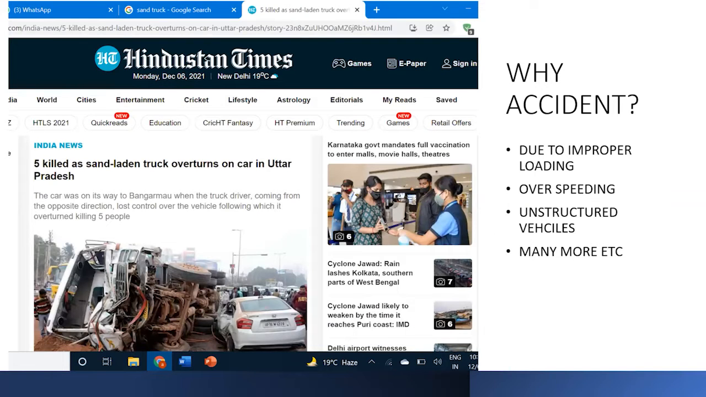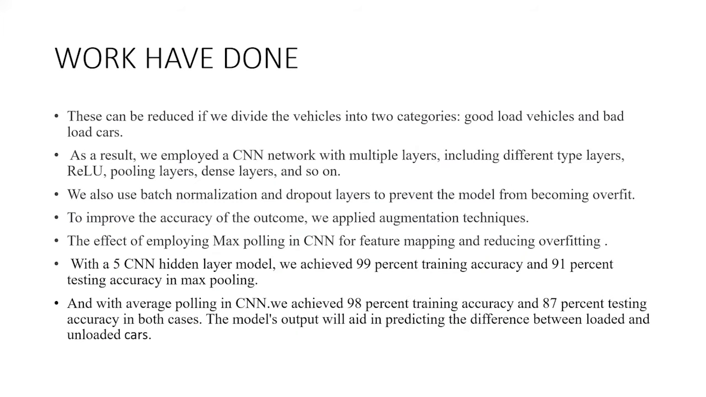Why do accidents happen? Due to improper loading, overspeeding, unstructured vehicles, and many more. The work we have done is that these can be reduced if we divide the vehicles into two categories: good loaded vehicles and bad loaded vehicles. As per the result, we have employed a CNN network with multiple types of layers. We have used max pooling, dense layers, and so on.